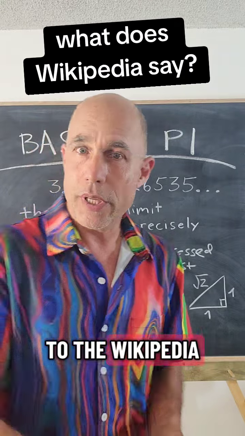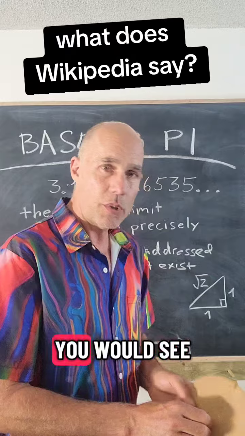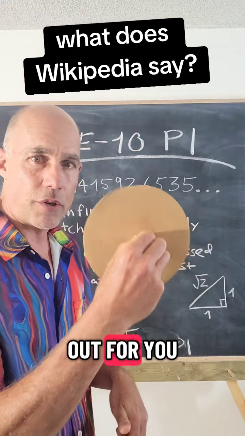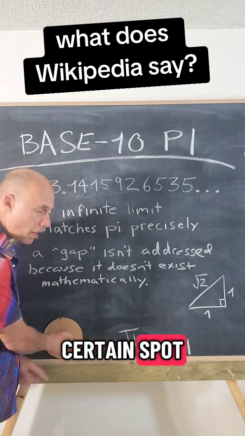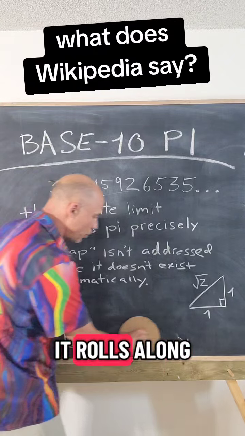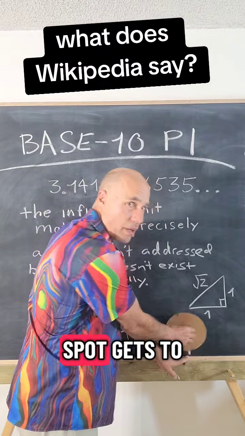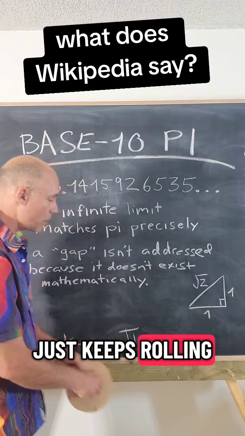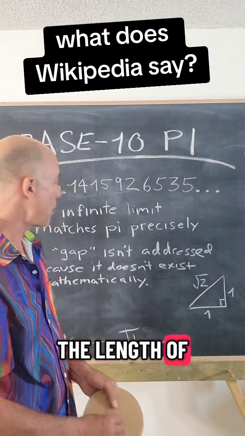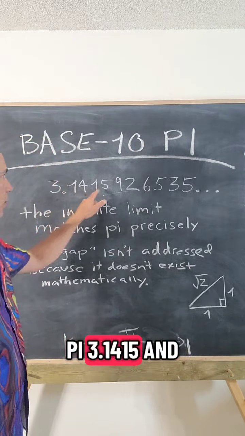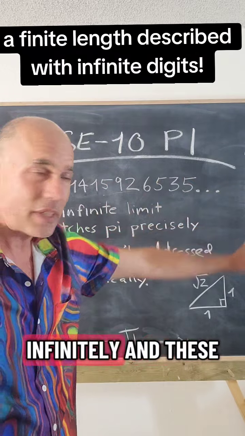So if you were to go to the Wikipedia page for pi, you would see a little model. I'm just going to roll that out for you. It's a wheel that gets placed on the x-axis at a certain spot, has a diameter of 1, and it rolls along. When that same spot gets to another point, it just keeps rolling, but that point is marked off, and that's the length of pi. So we know the length of pi, 3.1415, and it goes on infinitely.